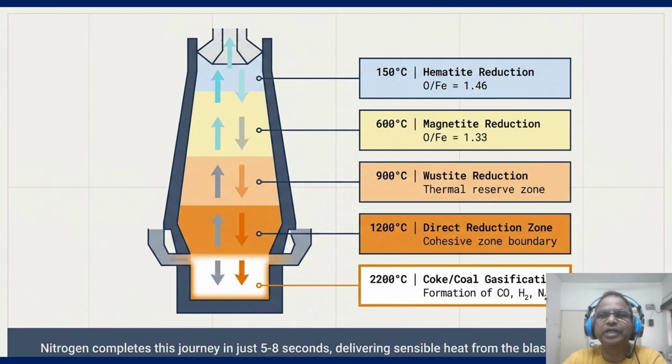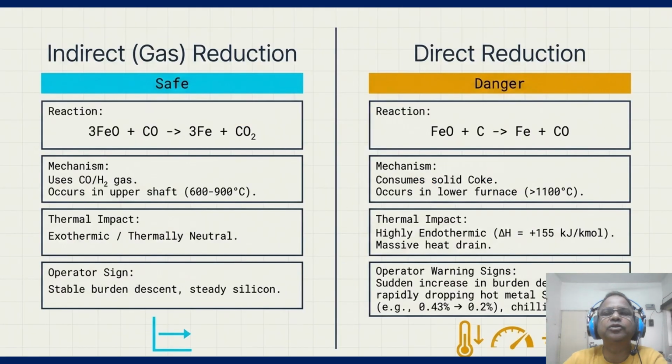If it is ready, we enter the domain of direct reduction. Understanding these zones allows us to distinguish between efficient indirect reduction and dangerous direct reduction. This is the most important distinction for any control room operator, indirect versus direct. On the left, in the blue safe box, CO gas reduces wustite, a reaction that is exothermic or thermally neutral. Now look at the orange danger box.